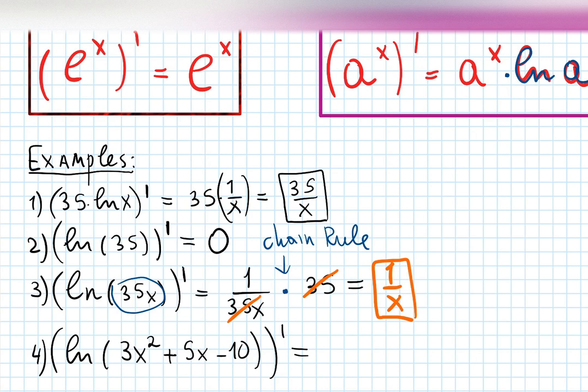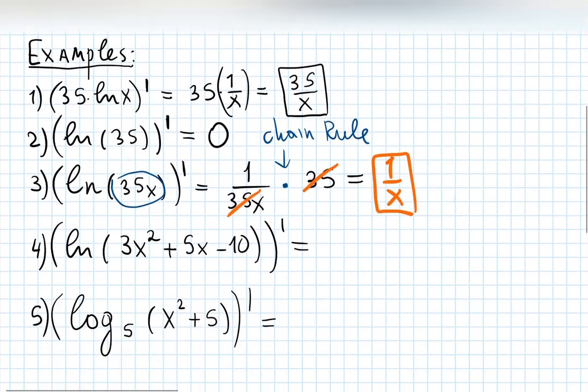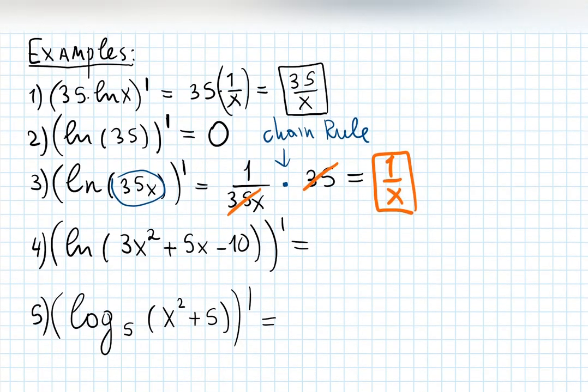Log of 7x prime still will be 1 over x, because 7 will simplify with 7 if you perform chain rule. But if you do it step by step, you will not make a mistake, so you don't have to memorize this.